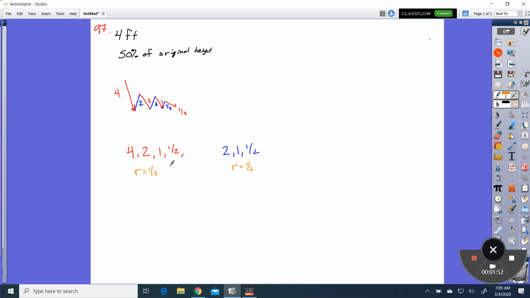And since this ball, it'll stop, but we said that it will infinitely keep going. And so it's an infinite one, so that's that formula, A1 over 1 minus r for each of them. Sorry. So that's 1 minus 1/2. And this one, A1 is 2 over 1 minus 1/2. So 4 divided by 1/2 equals 8. And 2 divided by 1/2 is 4. So it travels a total of 8 plus 4, which is 12.